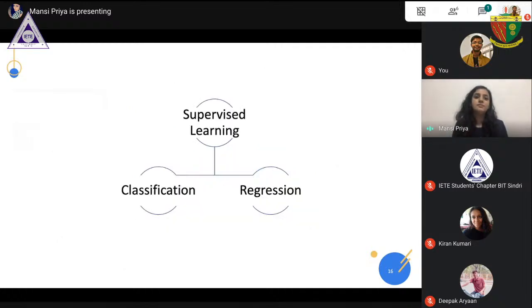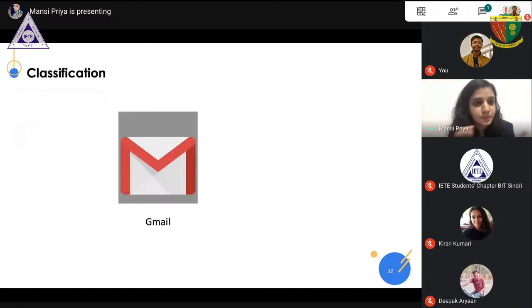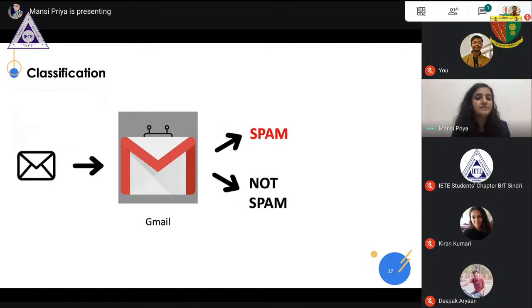Now, let us go into a little more depth about supervised learning. Supervised learning is something you will come across very much, and it is a very common type of learning. So I'll try to explain the two different types of supervised learning, that is classification and regression. We all use the Gmail application. When we receive an email, it is automatically classified as spam or not spam.